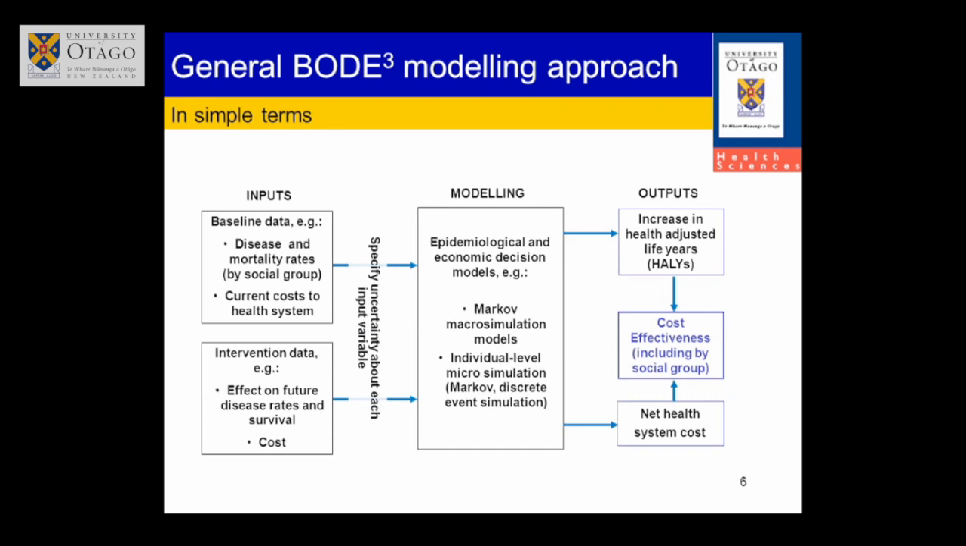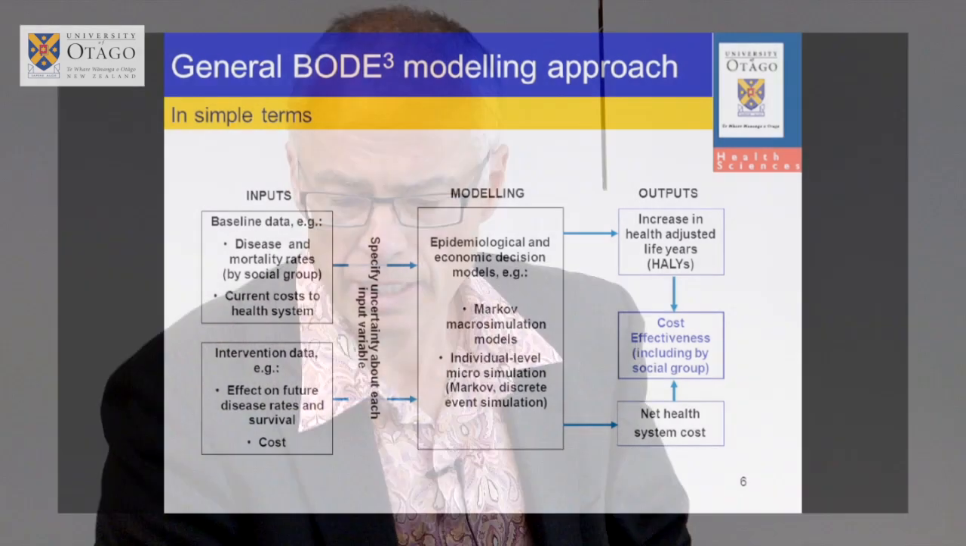And what we do is we put a whole lot of inputs into the blender, which is called modelling. We have baseline data, things like the incidence rate of colon cancer. And we have intervention data, things like the proportion of people that are going to shift from having surgery only to surgery and chemotherapy. Now, if we think a little bit more about the cancer care coordinator model, it's this.